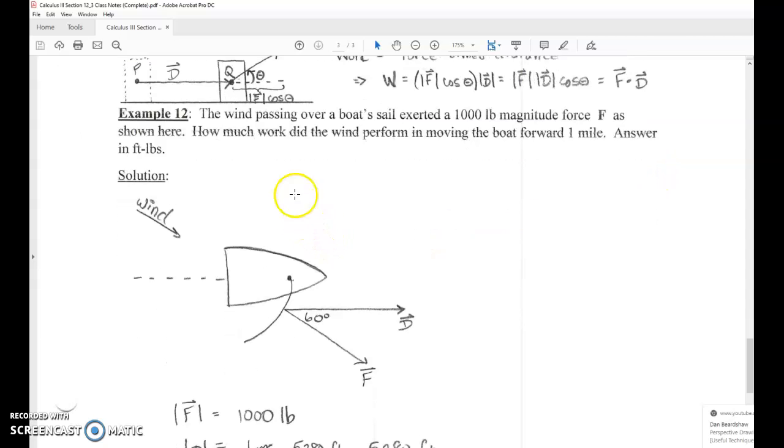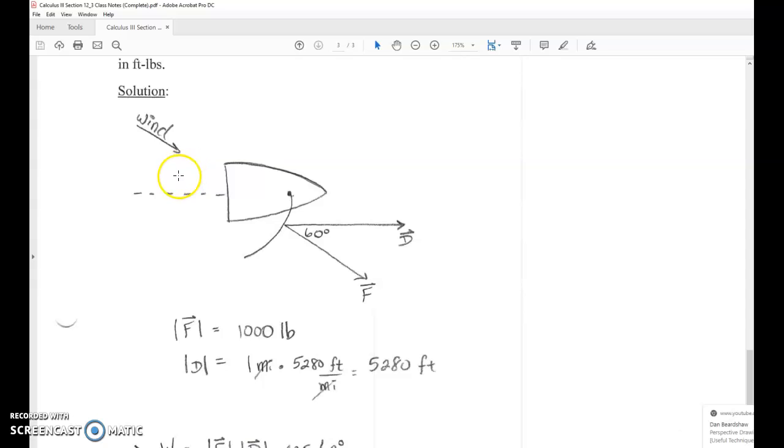So for example, let's say we have wind passing over a boat's sail. It exerts a 1,000 pound magnitude force as shown here. So the magnitude of the force vector F, in other words, the length of the force vector F is 1,000 pounds. How much work did the wind perform in moving the boat forward 1 mile? Okay, we want to put the answer in foot-pounds.